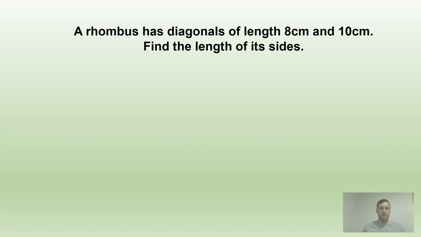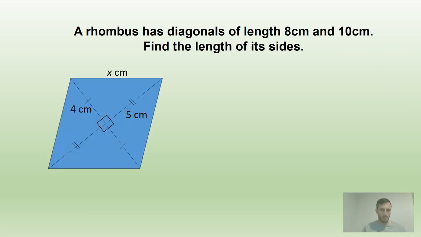A rhombus has diagonals of length 8 centimeters and 10 centimeters. Find the length of its sides. Remember, a rhombus is a quadrilateral with sides of equal length. Its diagonals bisect each other at right angles. First we draw our diagram and label it. The diagonals are 8 centimeters and 10 centimeters, therefore half of the diagonals will be 4 centimeters and 5 centimeters respectively. We're trying to find the length of the side, so we label that x. I've drawn the right-angled triangles in.